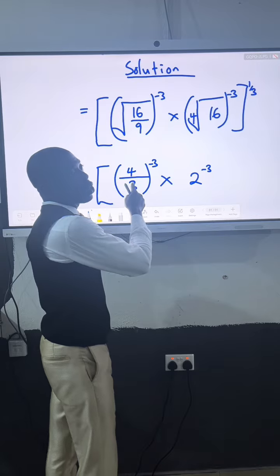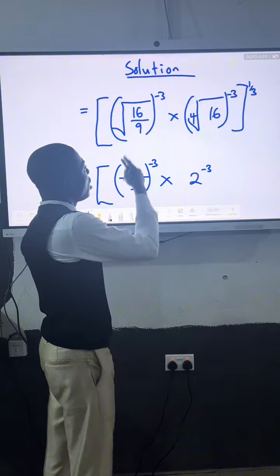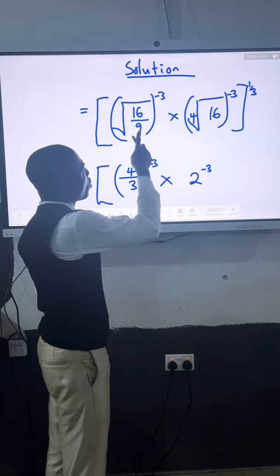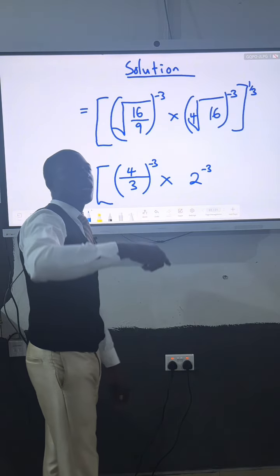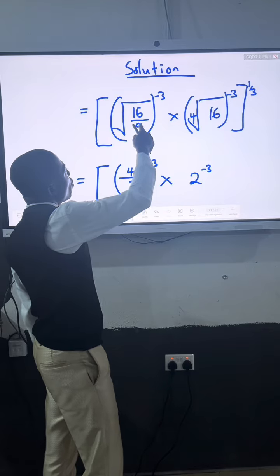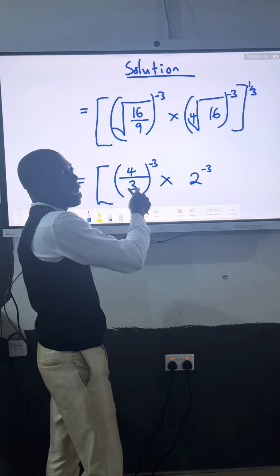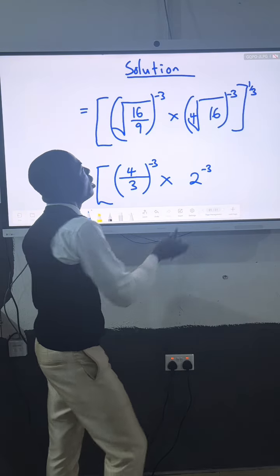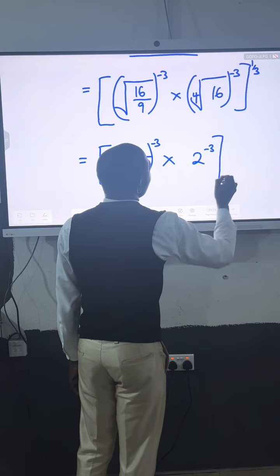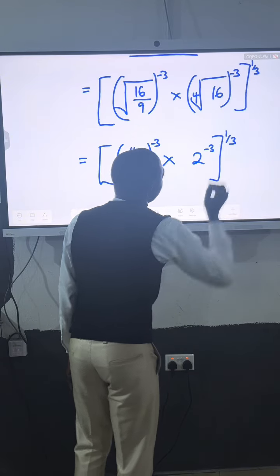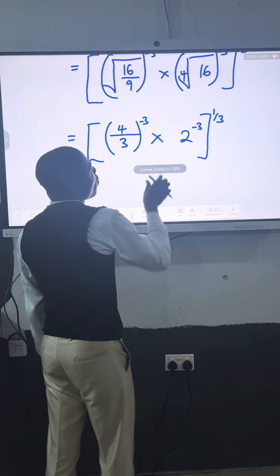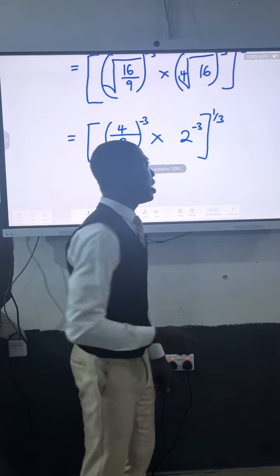Alright? Of course, the square root of 16 is 4, because if you square the 4, it gives you back the 16. Square root of 9 is 3, because if you square the 3, it gives you back the 9. So this one, we're going to write, this is raised to the power of 1 by 3. Now, good. Before I take another step, let me show you another thing.